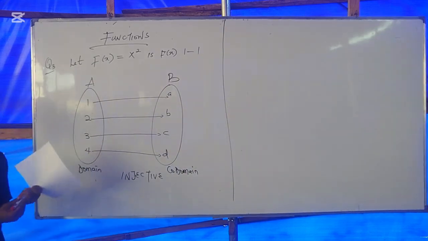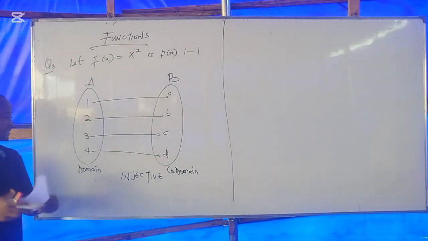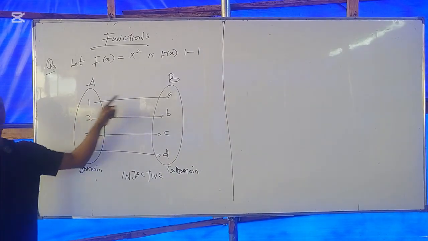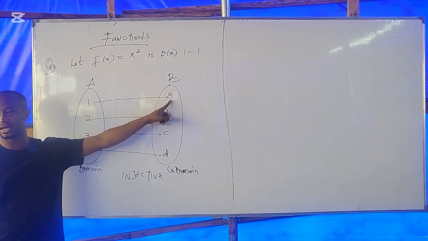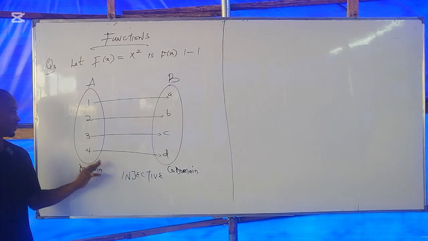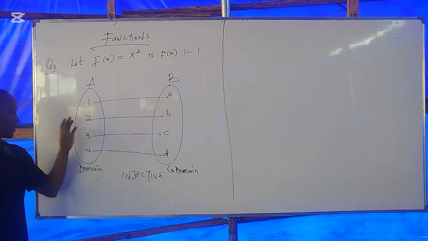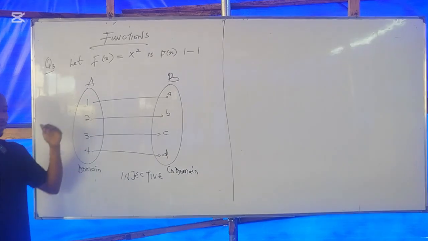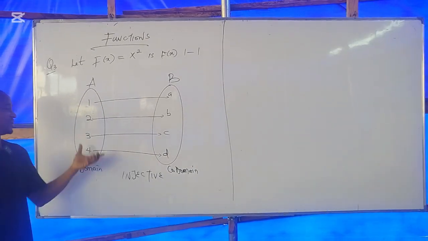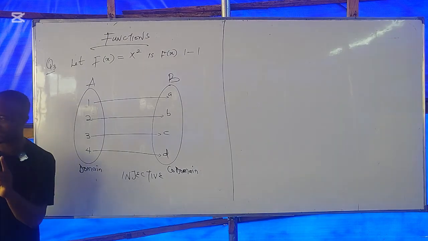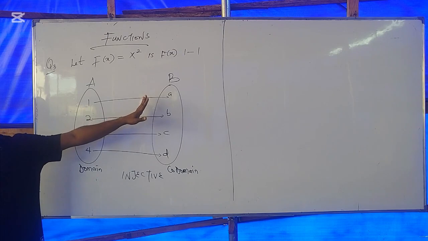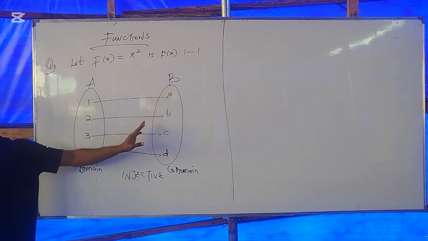There is always an assignment that links the domain with the codomain. The assignment is that 1 is mapped to A, 2 is linked to B, 3 is linked to C, and 4 is linked to D. So this is called one-to-one. When you hear one-to-one, it also means injective. That means every element of the domain has a unique element in the codomain. Unique, meaning 1 is only mapped to A, 2 only mapped to B. Do you get the concept?